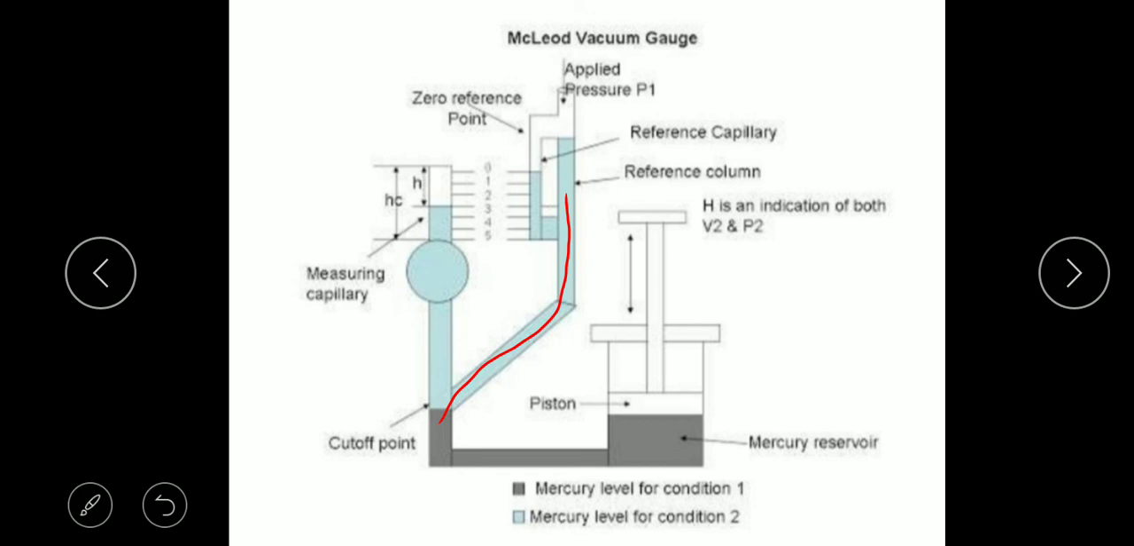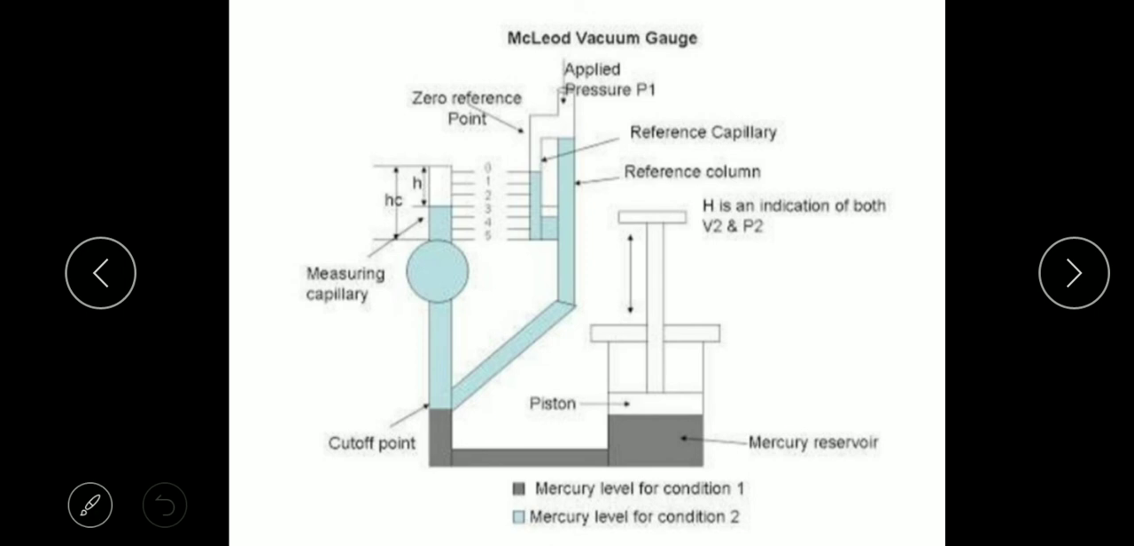From that formula we can find the unknown pressure, but for that we need to compress the gas to the extreme level where the mercury reaches the zero position in the reference capillary, and from that, by using the scale and the difference of the trapped gas, we can find the unknown pressure. This is all about the McLeod gauge function. I hope you all understood the working of this McLeod gauge.